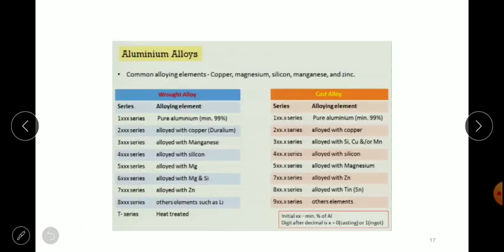Next one, aluminium classification percentage wise. First I told you wrought alloy type of aluminium alloy, and second is cast alloy type of aluminium alloy. When you go for cast type, this is the series or designation of this type of alloys. Initially 2x indicates the minimum percentage of aluminium and the last x indicates the type, that is 0 for casting and 1 for ingot.